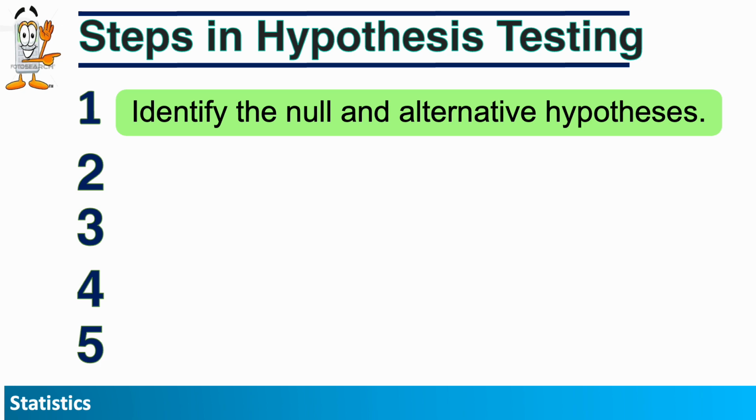So the first step is for you to identify what the null hypothesis is and the alternative hypothesis. Null hypothesis, as a guide, is usually the hypothesis that says that there is no difference or there is no change. If you're going to compare two groups, that means that one group and another group has no difference at all. That's the null hypothesis.